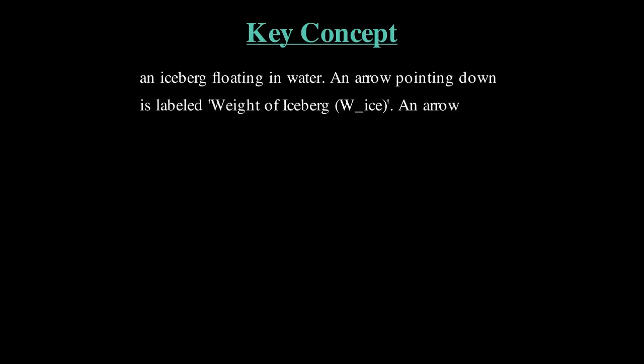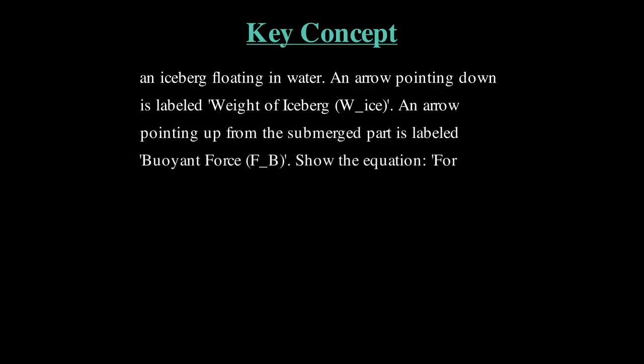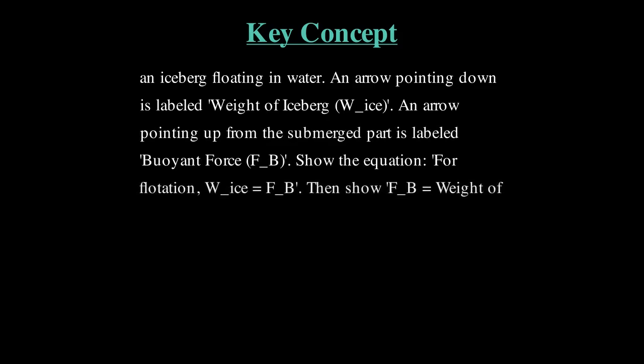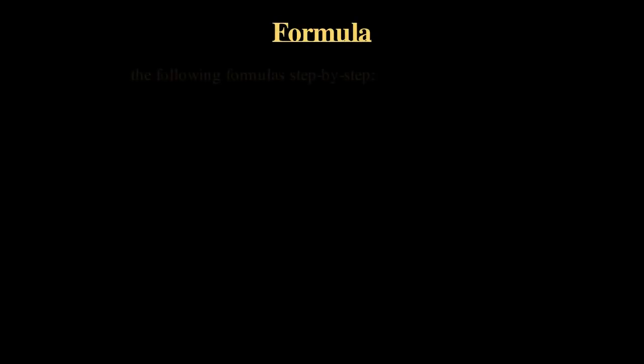The key concept for solving this problem is the principle of flotation, which is a special case of Archimedes' principle. It states that a floating object displaces a weight of fluid equal to its own weight. The iceberg is floating, which means it is in equilibrium. The downward force, which is the weight of the entire iceberg, must be perfectly balanced by the upward buoyant force. According to Archimedes' principle, this buoyant force is equal to the weight of the seawater displaced by the submerged part of the iceberg. Therefore, we can say that the weight of the iceberg is equal to the weight of the displaced seawater.